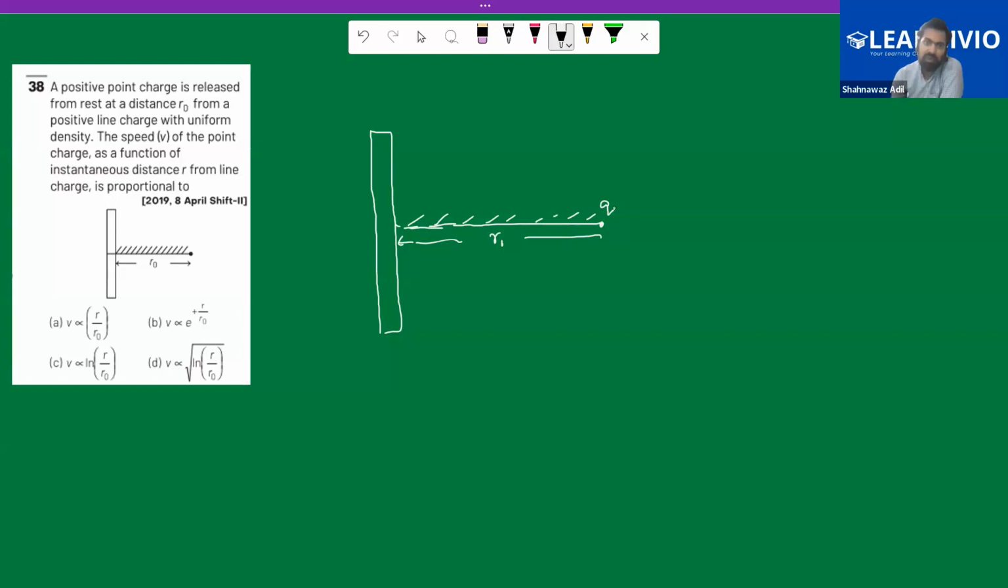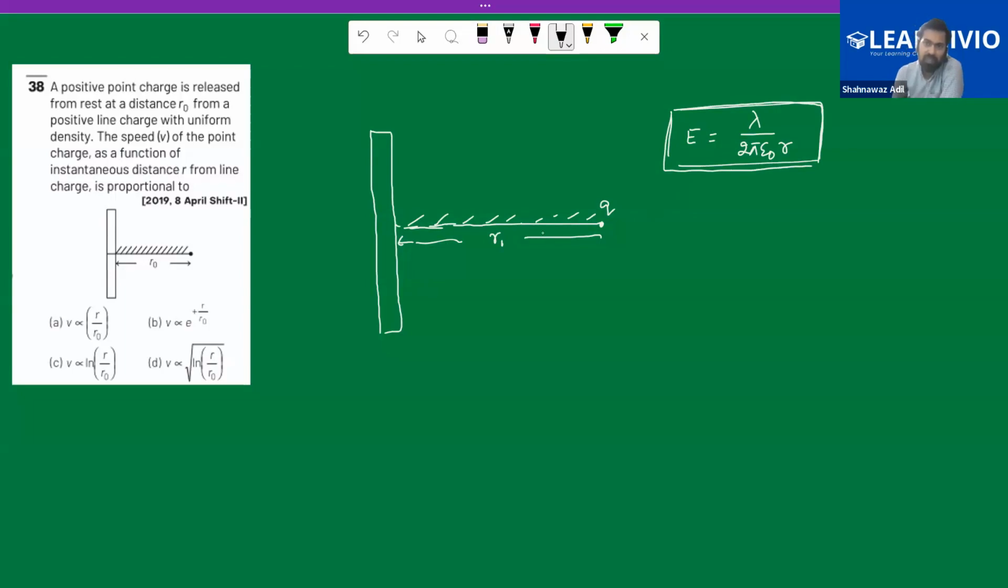Right. So due to this thing, this will experience some electric field at this point. And due to the line charge distribution, what do we have? Due to the line charge, we have the electric field, which is lambda by 2 pi epsilon naught r, let's say at this point or at this point. So this is the electric field due to the line charge distribution. Right? Clear?